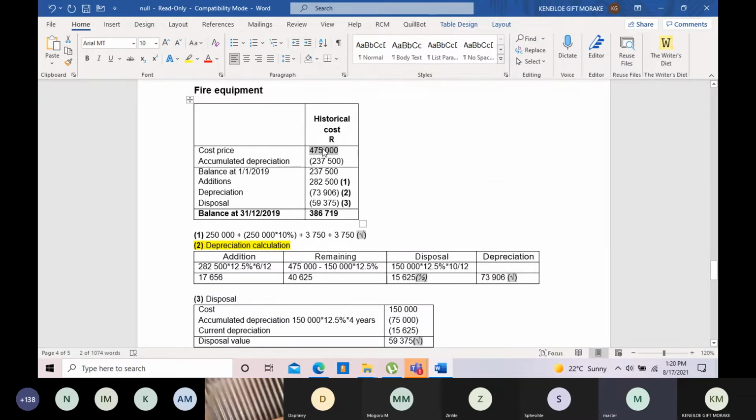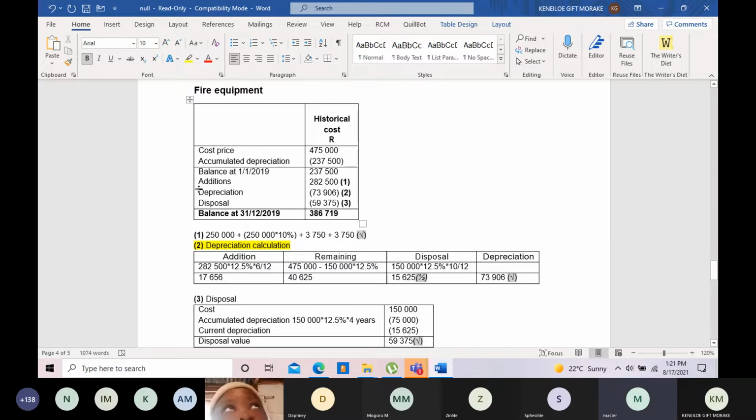So the cost price also appears under the PPE there, 237,500. Below, we have the balance of the 237,500 as well. And then underneath, you have the additions, 282,500, where we're busy adding the installation cost, delivery cost, and import duties on top of that 250,000. So this is how we got the 282,500. The operator training cost doesn't form part of the cost price.